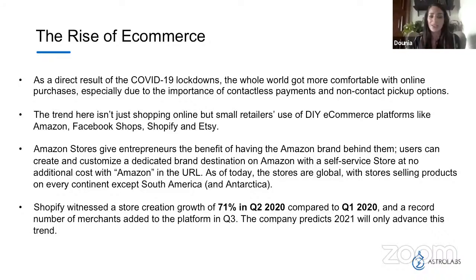So when you look at Amazon stores, they're an amazing case study, how they give entrepreneurs the benefit of having the Amazon brand behind them. So as you know, you can create as an entrepreneur a direct brand destination in Amazon and use the Amazon URL, which creates a lot of credibility with no added costs. And I think that right now the stores are global, except for a couple of countries in South America and Antarctica. But I'm pretty sure that in 2021, even South America will have that option.